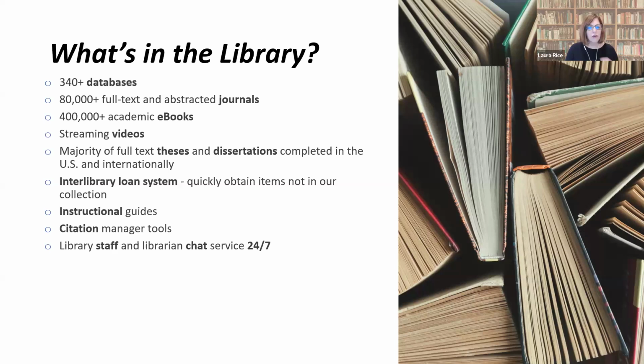Okay, so what do we have? Well, we have over 340 databases, many of those subscription databases. We have about 80,000 plus, actually, I think the high number is a little higher now, full text and abstracted journals. We have over 400,000 academic ebooks. We have many collections of streaming videos. We have full text theses and dissertations in our ProQuest Theses and Dissertations Global Database. These are dissertations completed in the US and internationally.